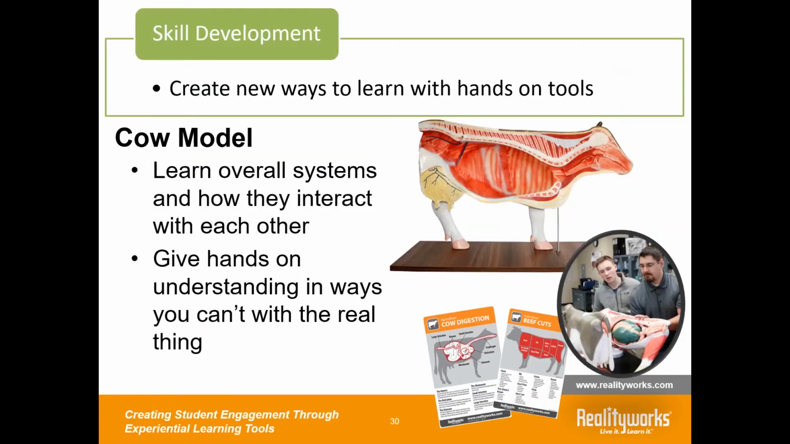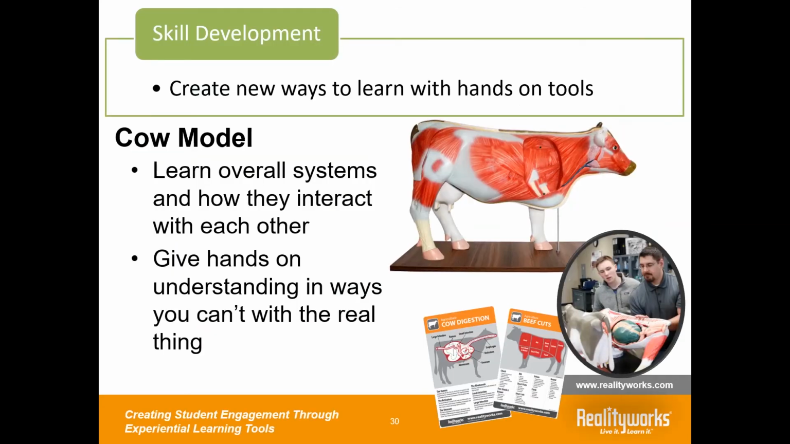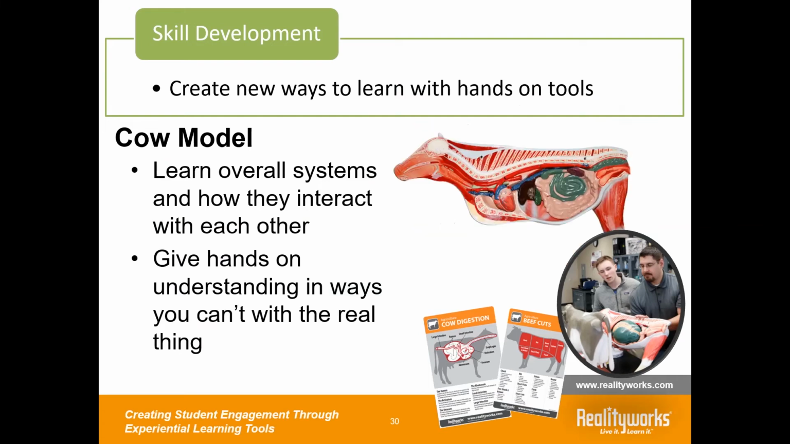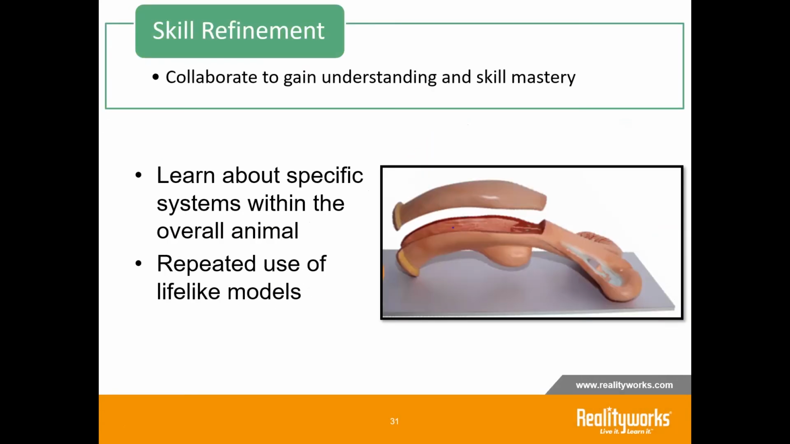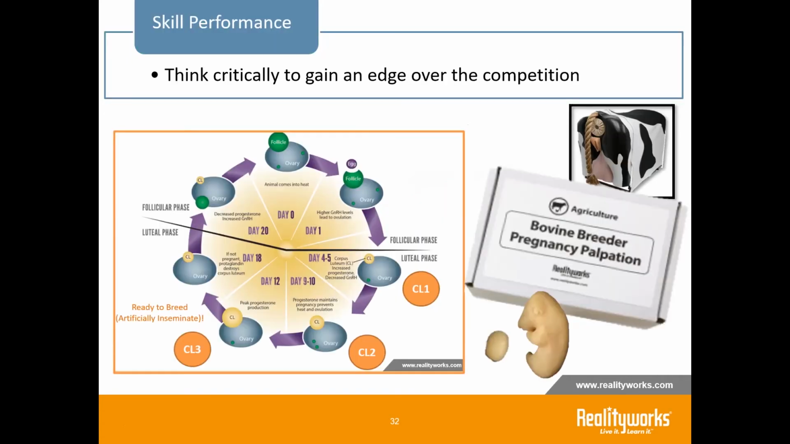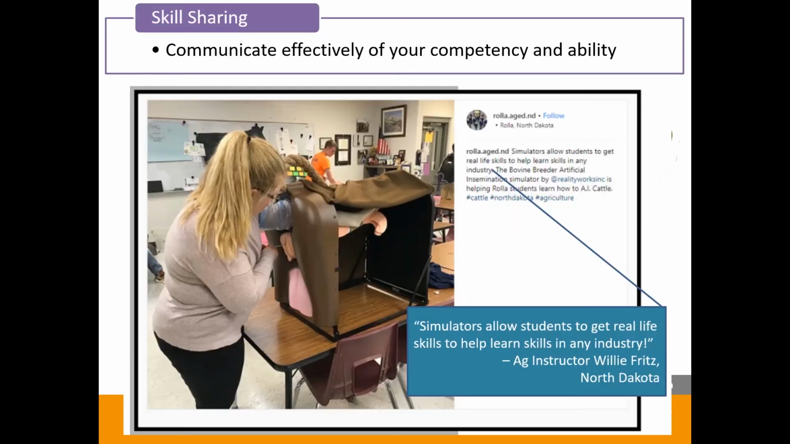So again, looking to skill development to be able to create new ways to learn, moving to collaborate and gain understanding and skill mastery. Then start thinking critically and gaining an edge over the competition by having the skill, by doing the skill, and being able to understand what that skill needs. And then communicate effectively your competency and your ability, being able to show what you can do, and ultimately hope to get that job in the industry that you're looking for.